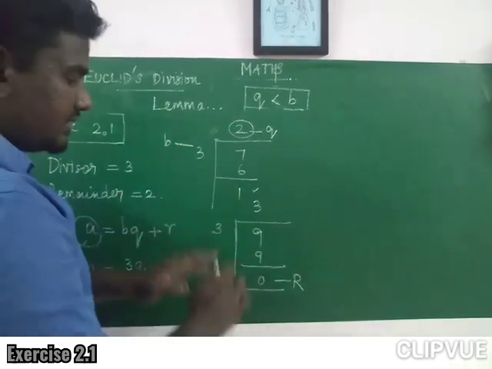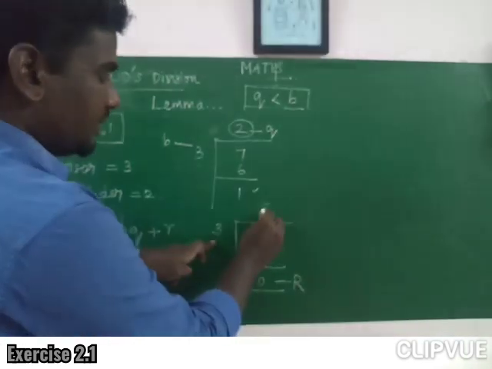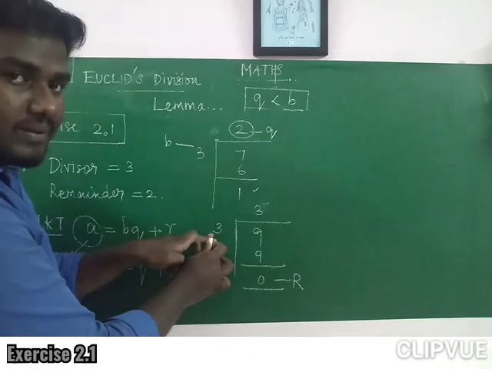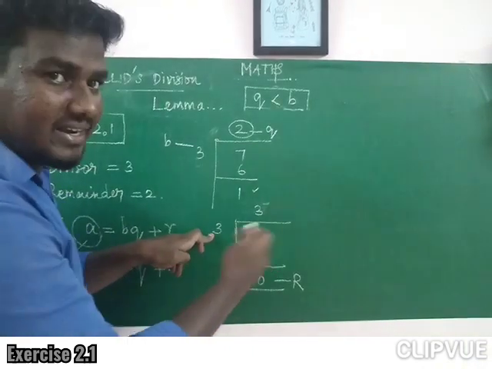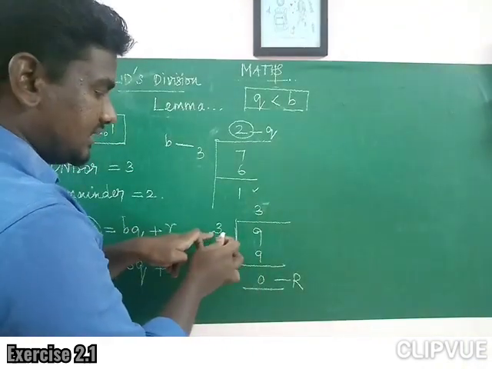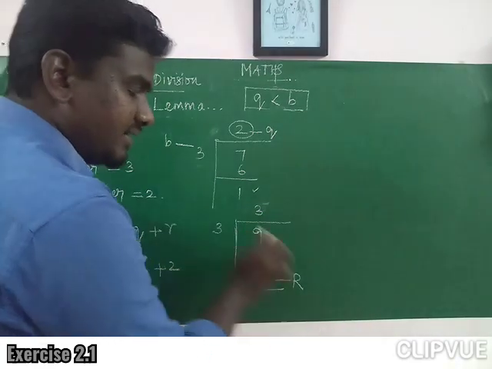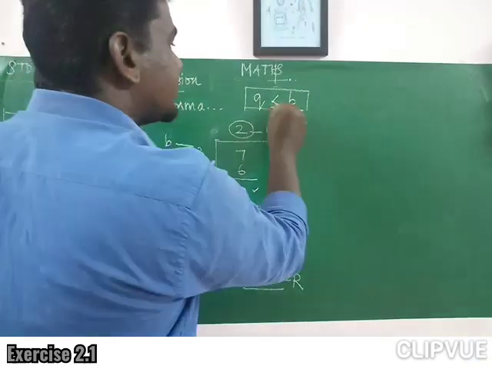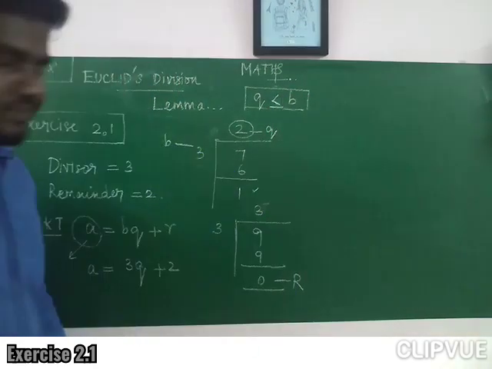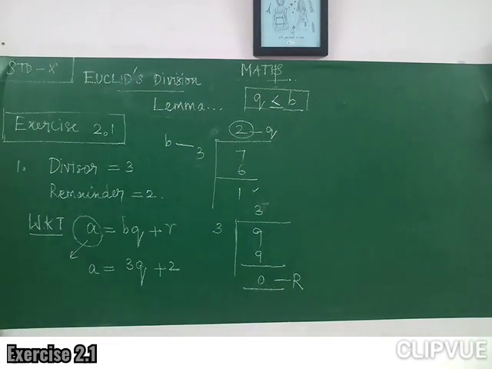In the second case, if I take the number 9 and divide by 3, it divides exactly 3 times. 3 into 3 is 9, 9 minus 9 means 0. The remainder is 0. So here we can say the remainder value is less than or equal to the divisor. It is very important.